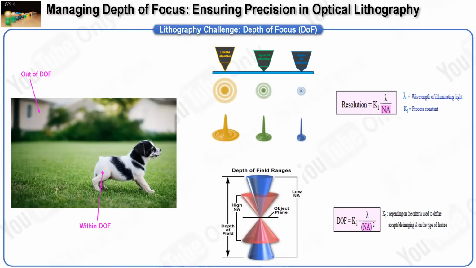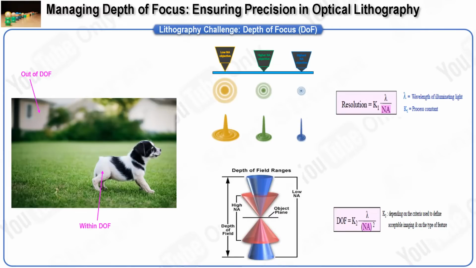However, in semiconductor lithography, this blurring is undesirable. Blurring in lithography means that we cannot achieve a sharp and accurate pattern across the entire exposure field. Uniformity in patterning is crucial for the functionality and reliability of semiconductor devices. Managing depth of focus is a critical challenge in the production of advanced semiconductor devices.